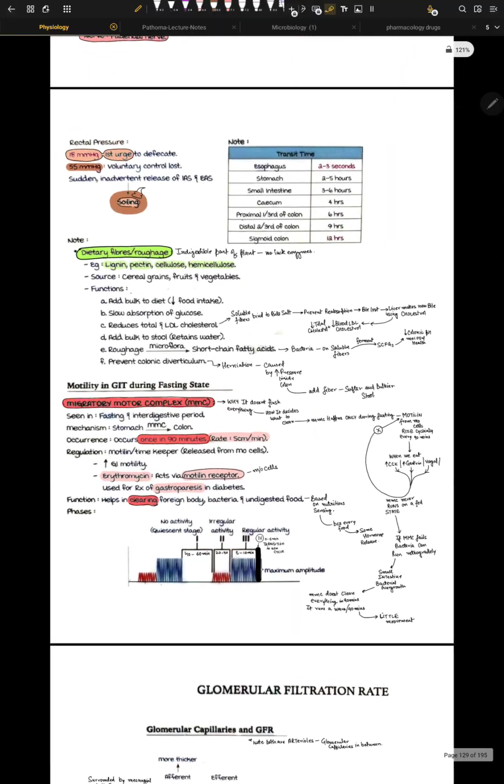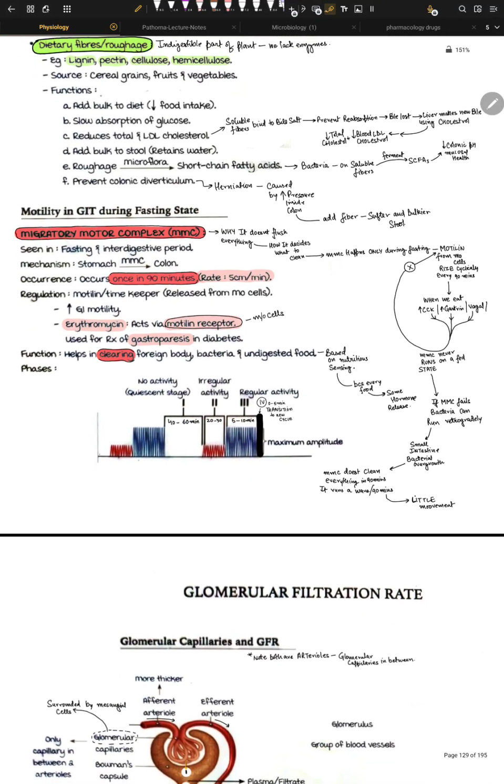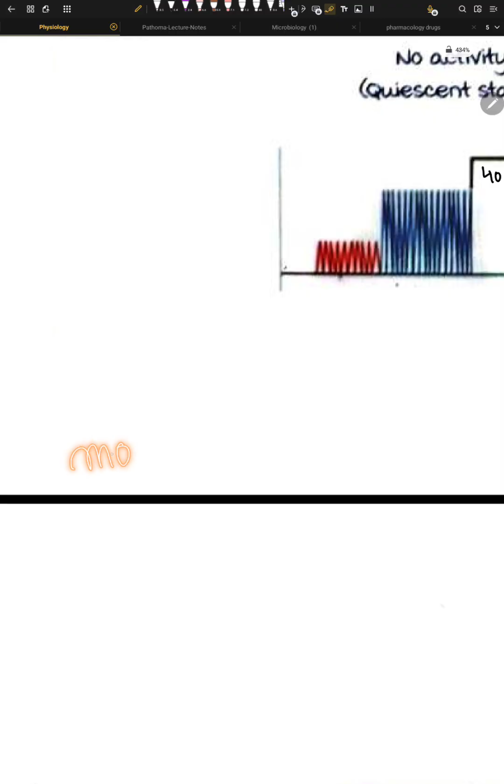So, motilin is a hormone, and motilin is responsible for motility. Motility means movement, and the movement in the GIT during fasting. This motilin is actually produced by something called MO cells. It is not produced by M cells.